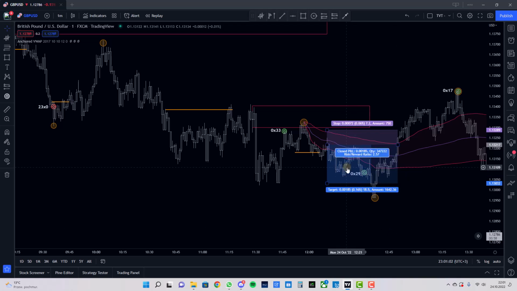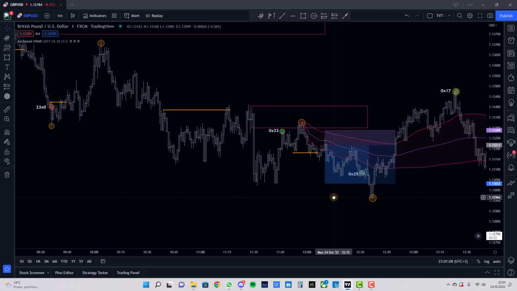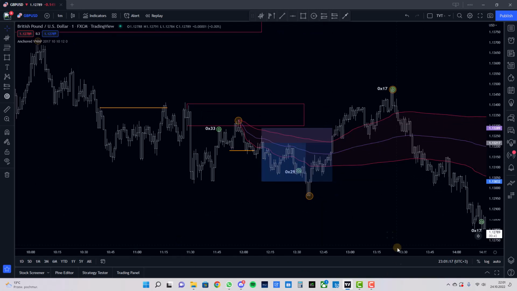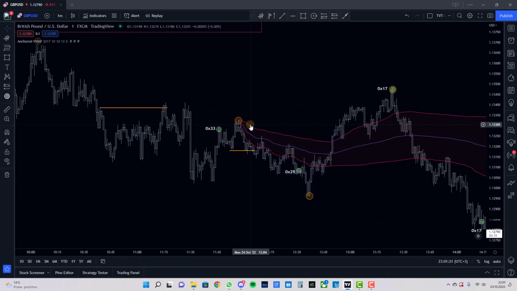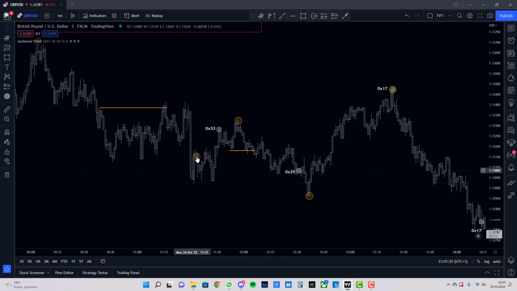But really, guys, 2.5 R in how long? In 25 minutes. Just 2 hours after London. It's a great result. So let's go forward. Remove. What is happening later?